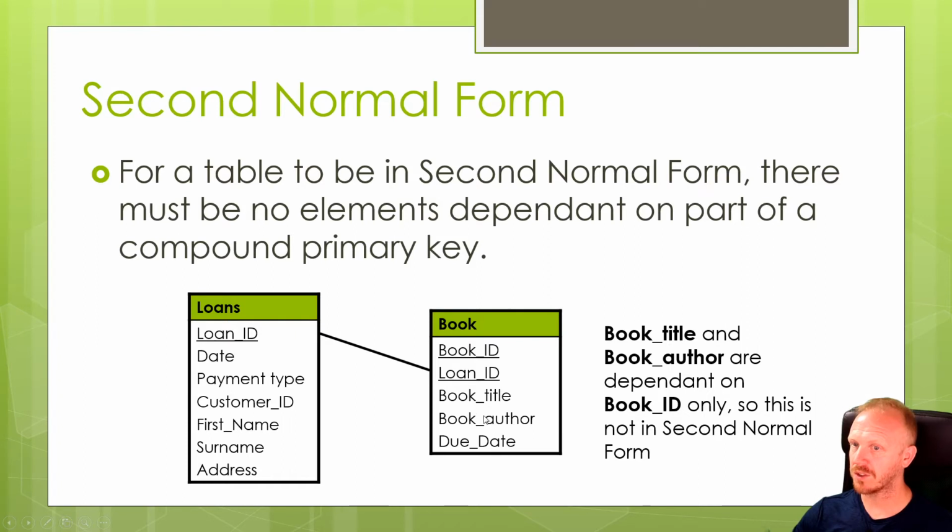The only thing that will change the title and author is changing the book ID. Because if you change the book ID, you've got a different book, which will have a different title and author. So in this case, the book title and book author are violating second normal form. They are dependent on part of a compound primary key and not the whole thing. So like last time, we take out the part that is dependent on part of that compound primary key.